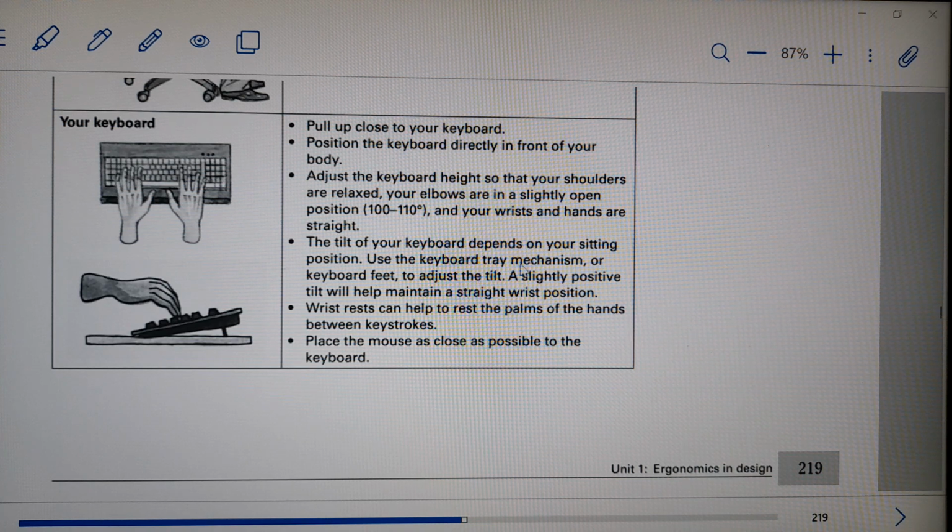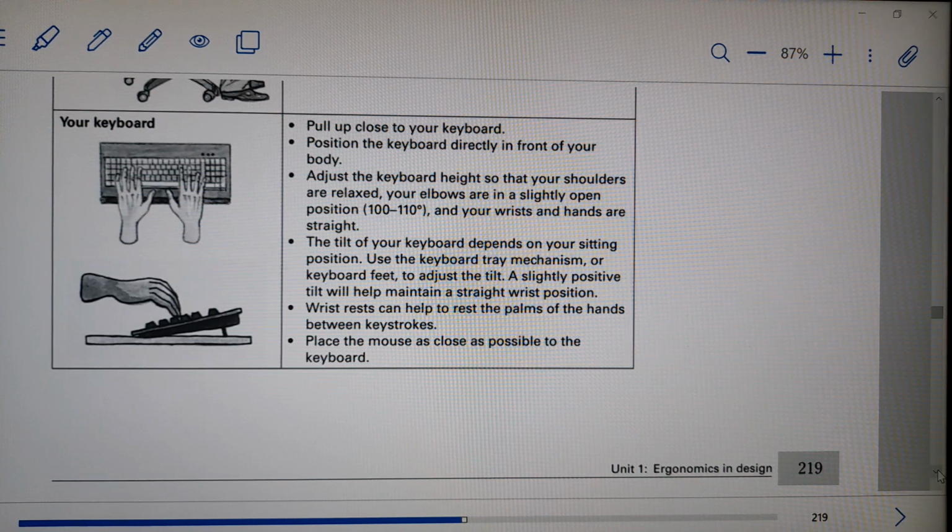Use the keyboard tray mechanism or keyboard feet to adjust the tilt. This is the tilt. A slightly positive tilt will help maintain a straight wrist position. Okay. A wrist rest can help to rest the palms of the hands between keystrokes. Place the mouse as close as possible to the keyboard.